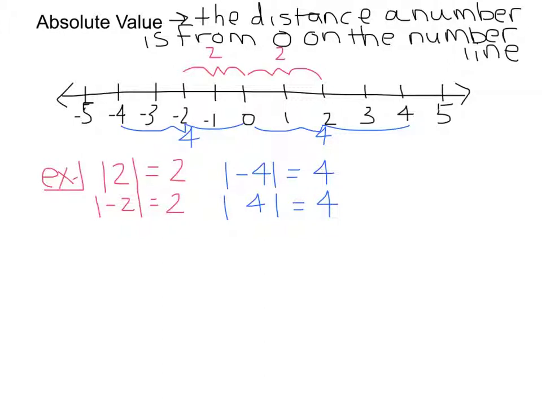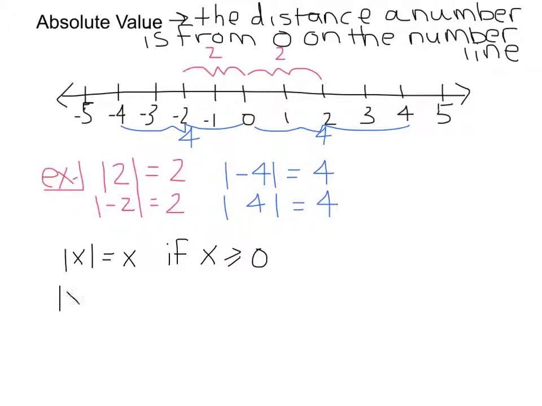So the Algebra 2 definition is the absolute value of x equals x if x is greater than or equal to 0. This is saying that if x is positive or 0, whatever you put into the absolute value is going to come out the exact same number.